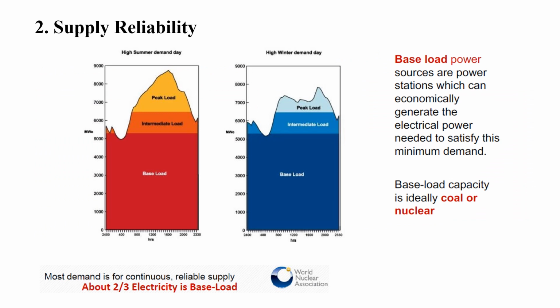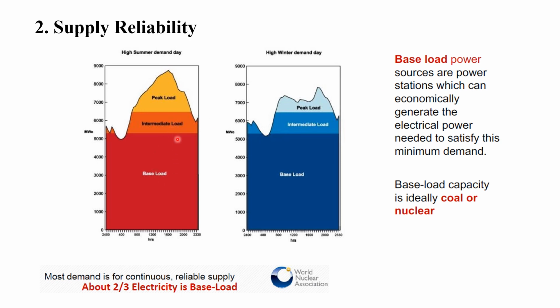Now let's talk about the next main driver of your nuclear energy, the supply reliability. Most demand for electricity is for continuous reliable supply, and about two-thirds of electricity is baseload. What is baseload? Baseload power sources are power stations which can economically generate the electrical power needed to satisfy this minimum demand. Baseload capacity is ideally coal or nuclear.